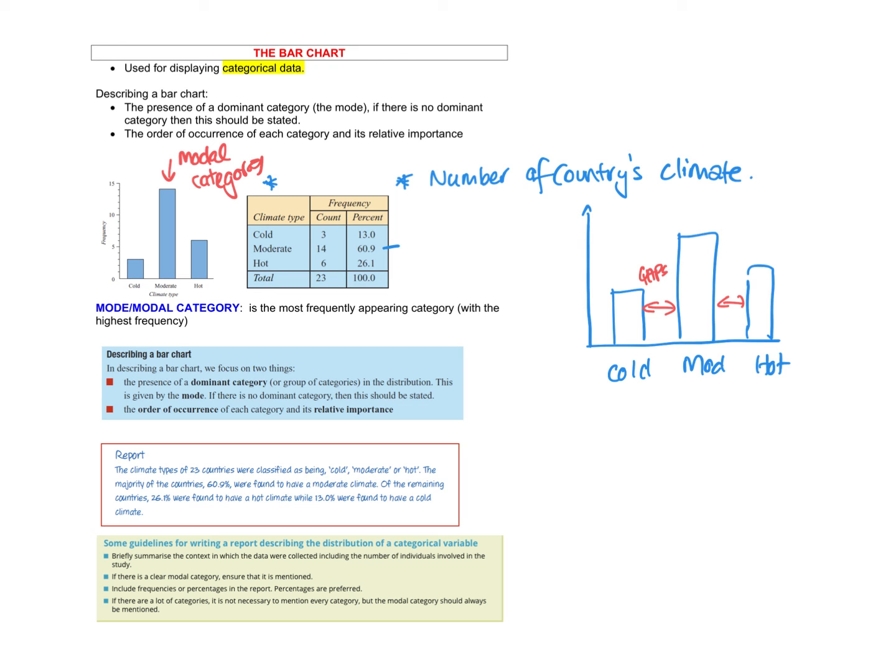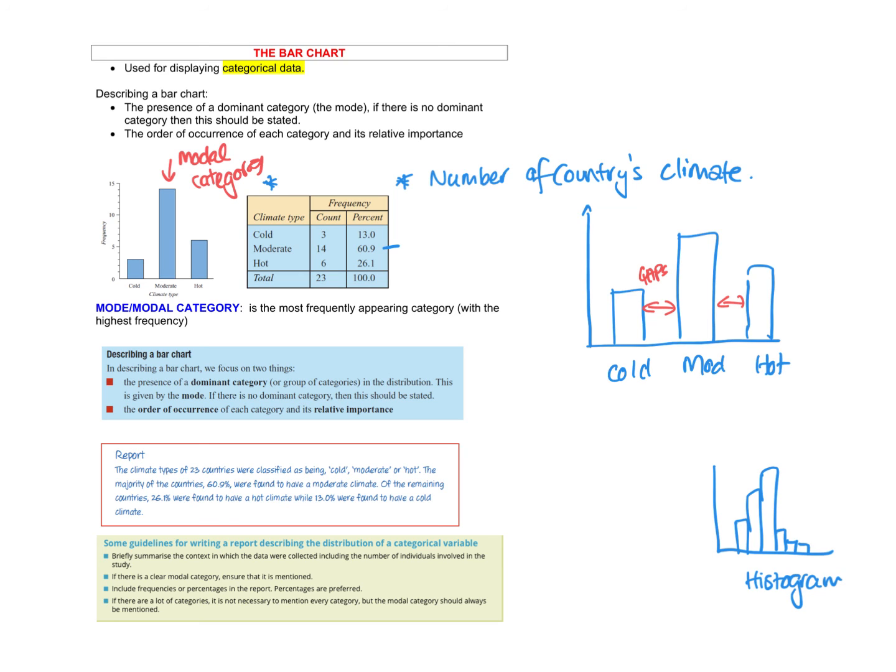So when you are describing, make sure you use stats. I said that the moderate was the most popular or the modal, and I quoted the stat. This is what they're looking for in Year 12. You have to quote it and the stat. We have gaps on our bar chart because later on we're going to do a histogram, and what makes a histogram different is that it's all together. So a bar chart has to be separated.